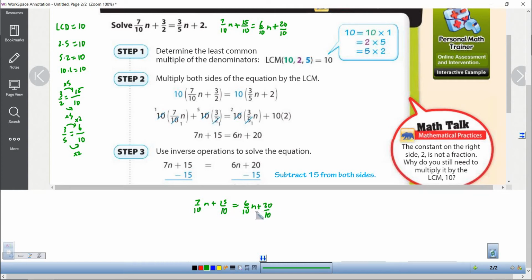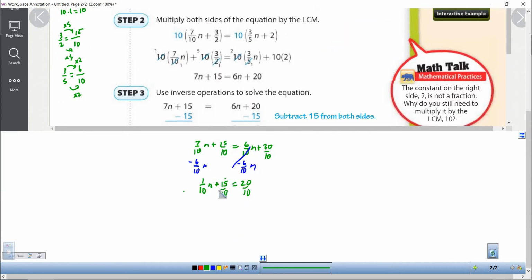Well, what do we do when we have variables on both sides? We subtract. We find the coefficient of the variable that's smaller, and we subtract it. Do you agree that 6/10 is smaller than 7/10? And I would subtract 6/10 n, and then that leaves me with what? 1/10 n. Not 1 over n, Mr. Reeves. 1/10 n plus 15/10 equals 20/10, right?